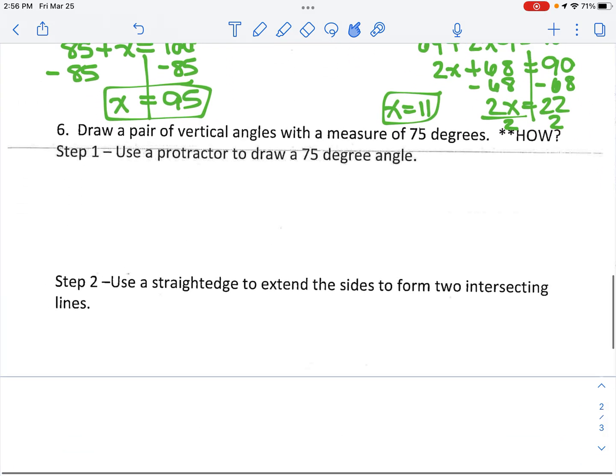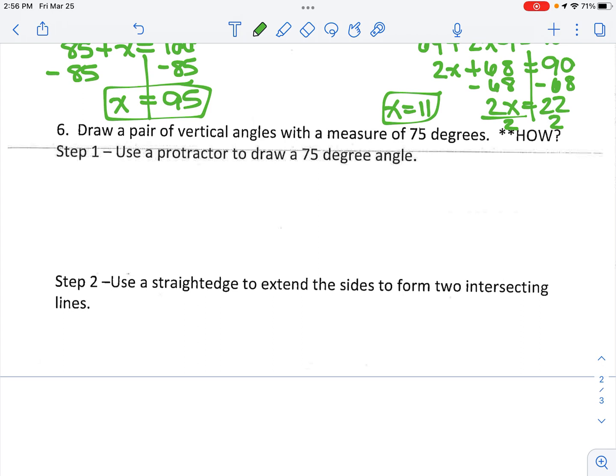All right, so now you're going to draw a pair of vertical angles with a measure of 75 degrees. Use a protractor to draw a 75-degree angle. So since you clearly would need paper and pencil to do this, we're going to skip that. I'm going to kind of eyeball it for you, which you really should never do, but I want to give you an idea of how you would do that.